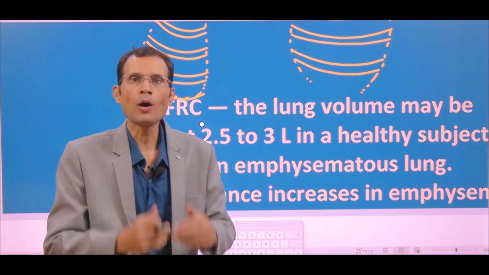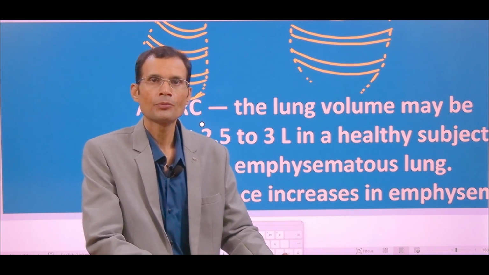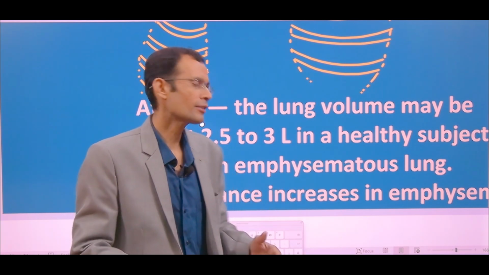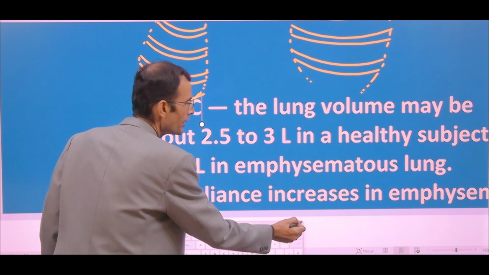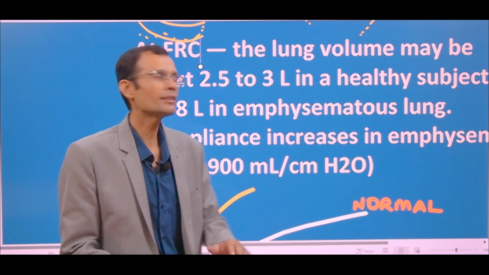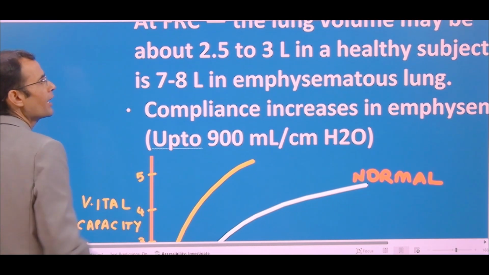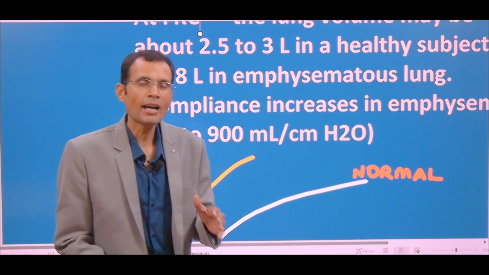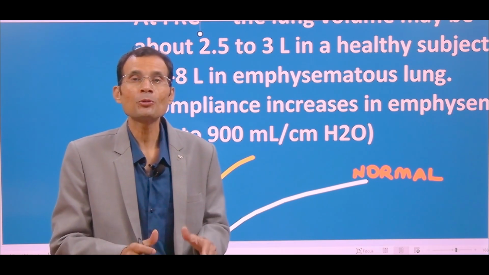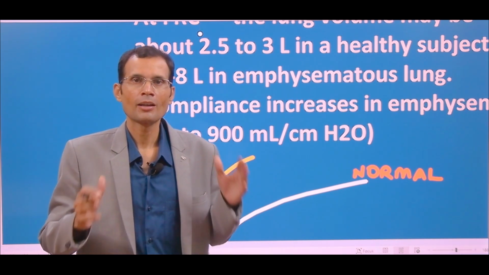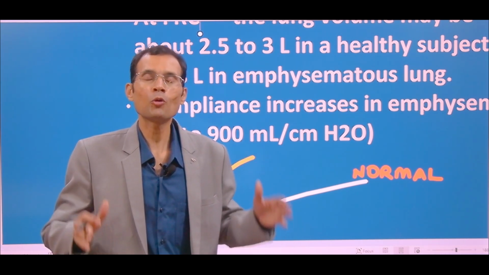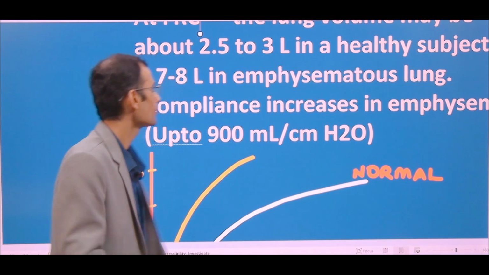At the end of quiet expiration, what remains in the lungs? Functional residual capacity, FRC. How much is that volume? Normally it's about 3 liters at the most in a healthy subject. But in an emphysematous lung, it is as high as 7 to 8 liters. At the end of quiet expiration, the lungs are really overdistended with air.